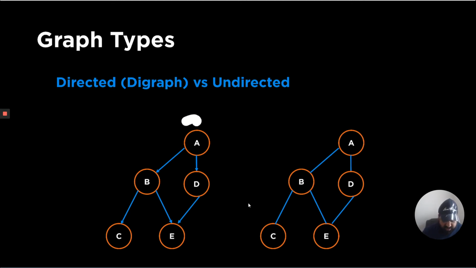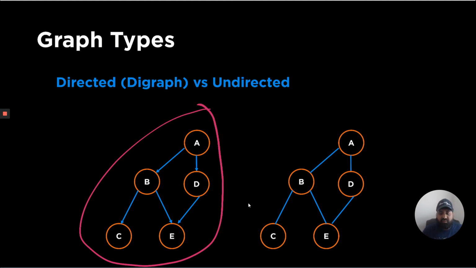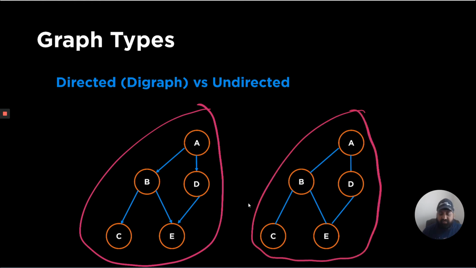So the graph on the left, which is this one, is an example of a directed graph or a digraph, while the graph on the right, this one, is an example of an undirected graph. Some graphs might have both directed as well as undirected edges, but those are much less common. Throughout this course, we'll be just talking about either the directed ones or the undirected ones. We won't be talking about a mixed graph.